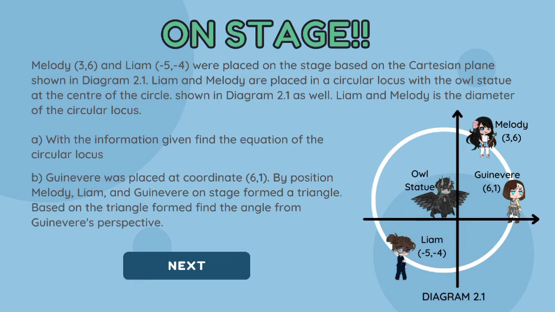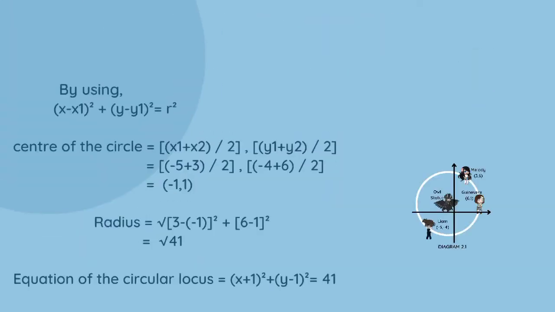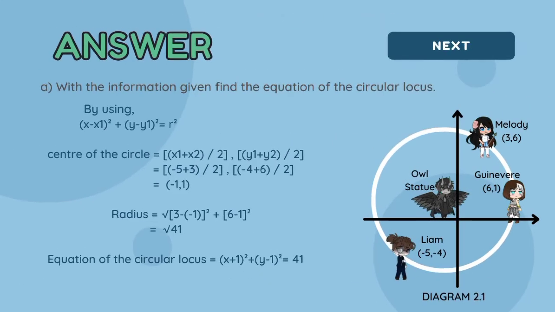Question B. Jennifer was placed at coordinate 6, 1. The positions of Melody, Liam and Jennifer on stage form a triangle. Based on the triangle formed, find the angle from Jennifer's perspective. Now we look at how to answer these questions. For question A, we need to know the equation of the circular locus by using x minus x1 squared plus y minus y1 squared equals r squared.